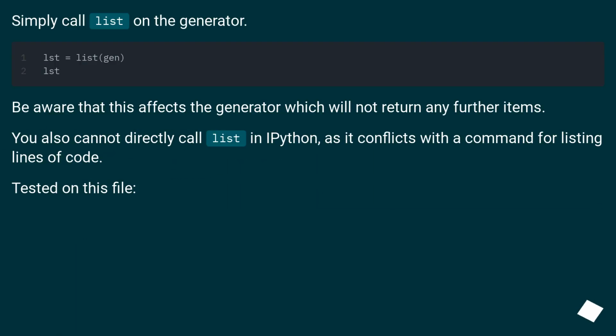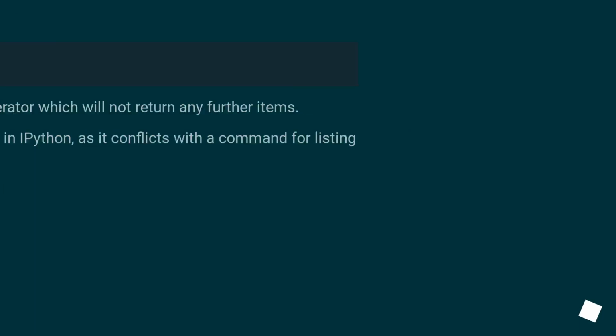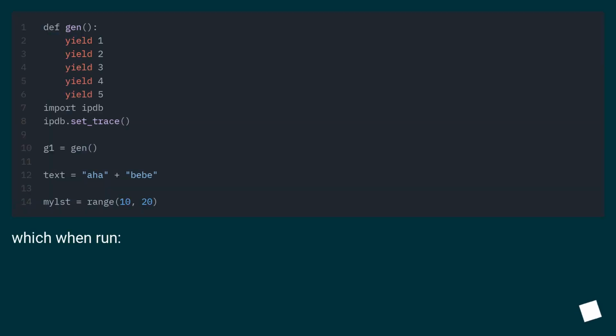Simply call list on the generator. Be aware that this affects the generator, which will not return any further items. You also cannot directly call list in IPython, as it conflicts with the command for listing lines of code. Test it on this file. Which when run.